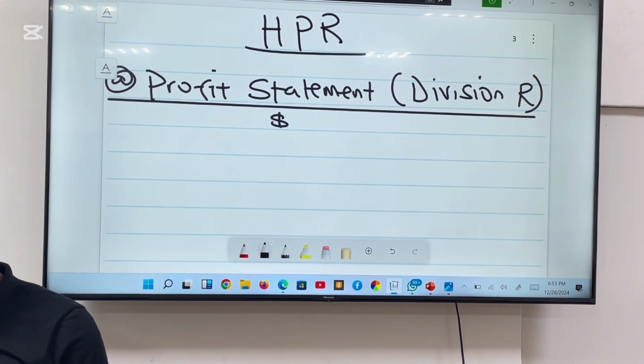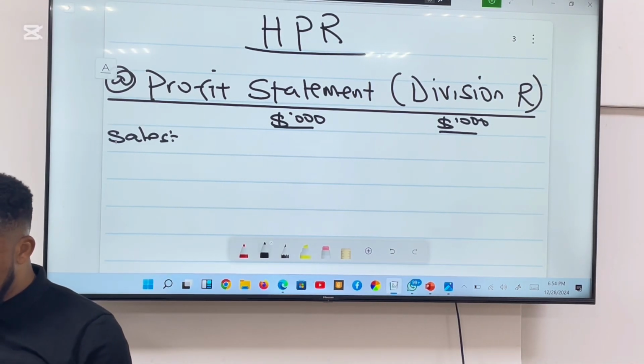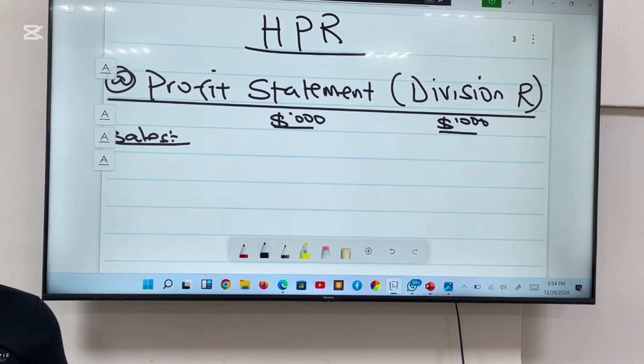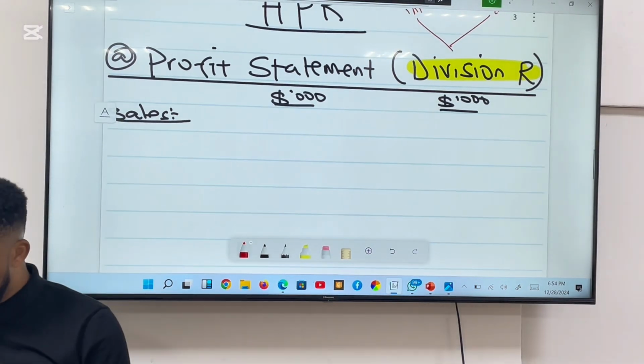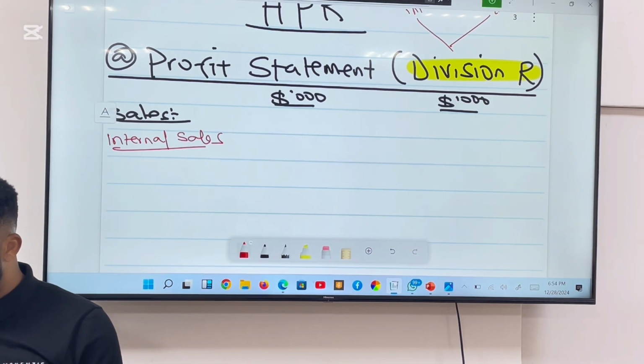Every profit statement will start with sales. So I will have sales. And in this case, our sales will split into two. Remember, they told us that division R can sell to internal division and can also sell to external division. So our sales, first one, let's do internal sales first.